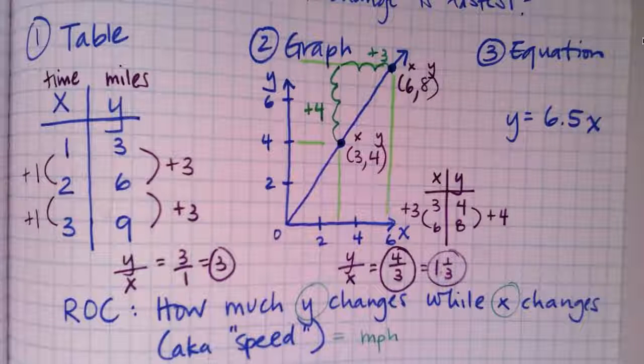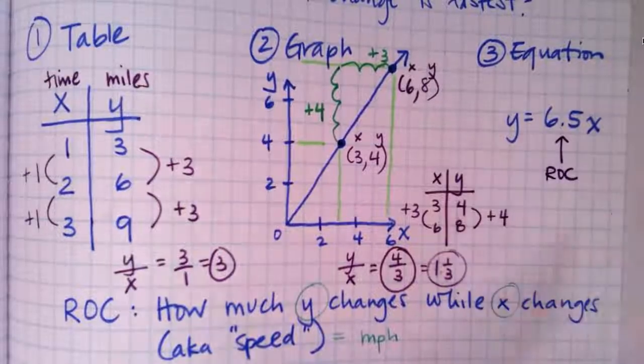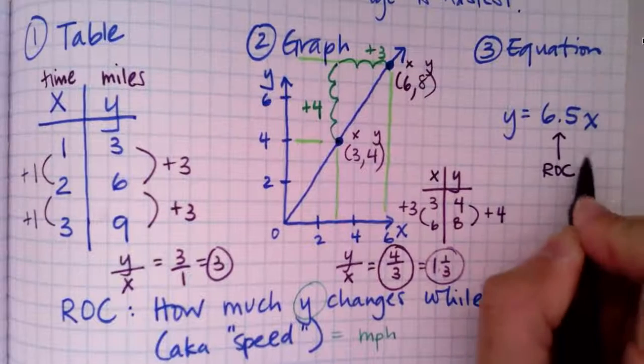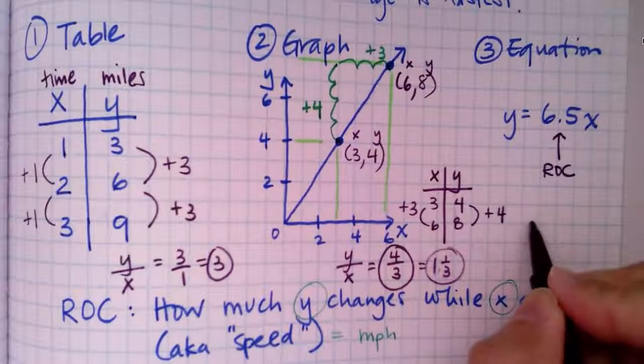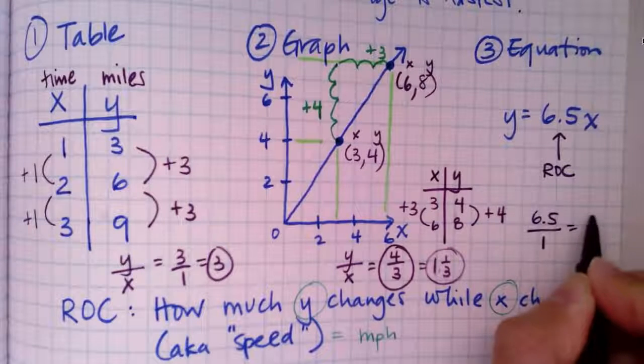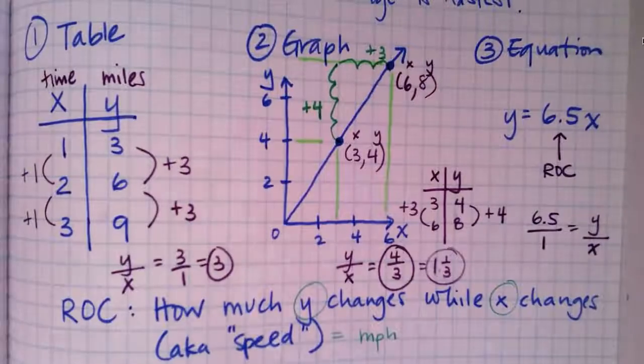Lastly is the equation. Lots of people get confused with the equation because it just looks confusing, right? Y equals 6.5x. But when they give you the equation, it's actually the easiest way for you to find your rate of change, because the rate of change is right there. Your rate of change is 6.5. Okay? What that means is 6.5 over 1. So every time y goes up by 6.5, x is going up by 1.